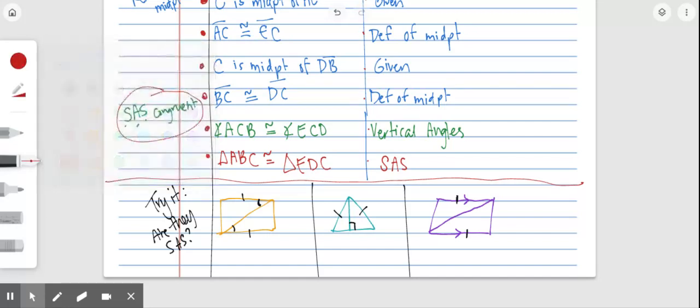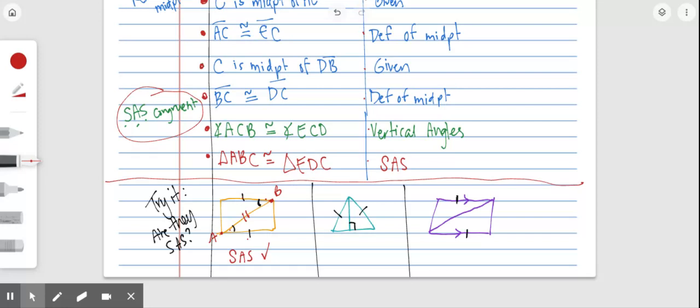Okay, hopefully you've come back. So let's start with the yellow one. Can I prove that there's side angle side? Well, let's look at this. Both of the triangles share this line right here. I'm going to call it AB. They share AB, which means that they are congruent right there. So now all of a sudden I have side angle side congruence. This one works because I've got that line in between.